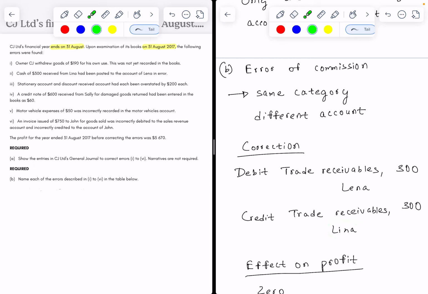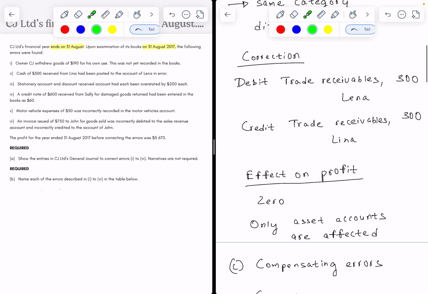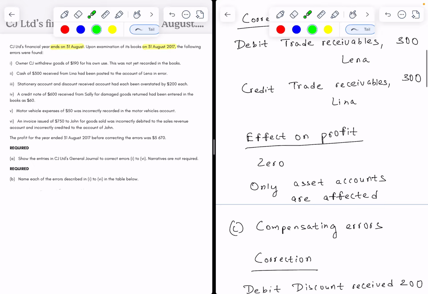So what's the effect on profit? Again, it is 0 because as we understand, no expense or revenue accounts are affected. Only the accounts for assets are affected, where one current asset was reduced and another current asset was increased. Okay? So now let's move to the third error.